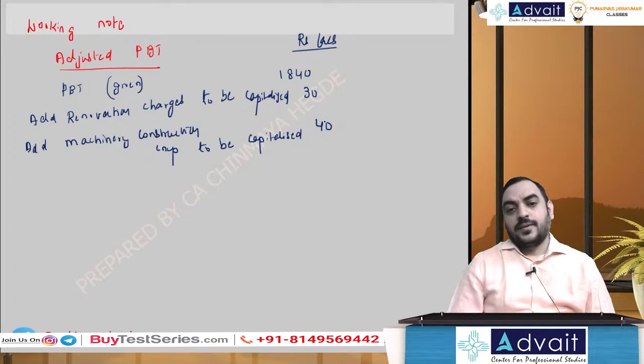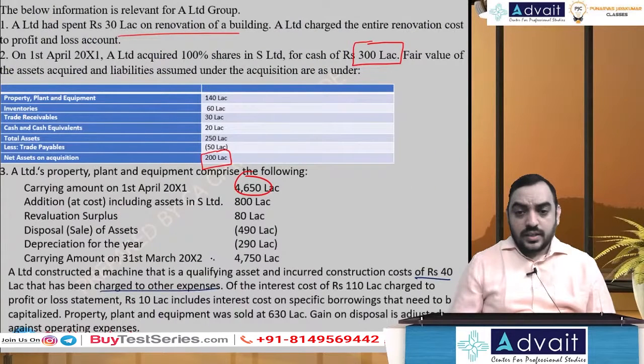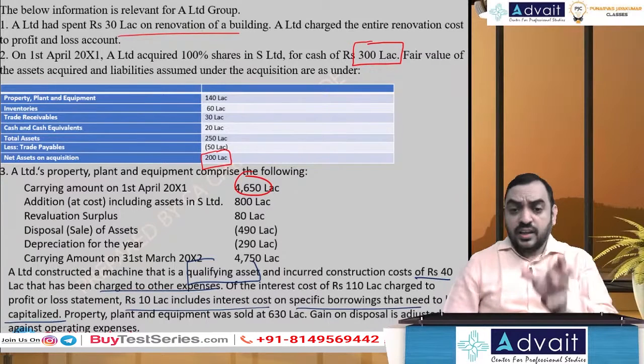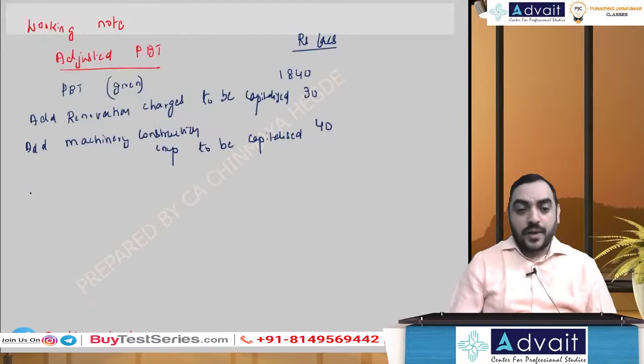Okay, and they also said it is a qualifying asset, and therefore interest cost charged 10 lakh includes interest on specific borrowing that needs to be capitalized. So interest cost also taken to P&L, 10 lakh, that also needs to be capitalized. So that also I will add back. Add interest cost to be capitalized, 10.